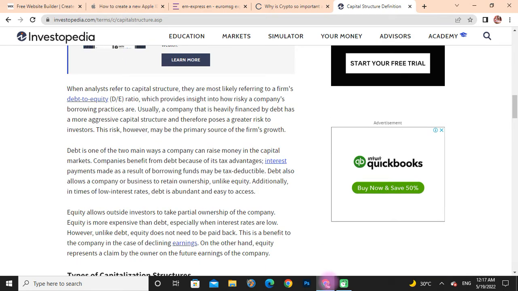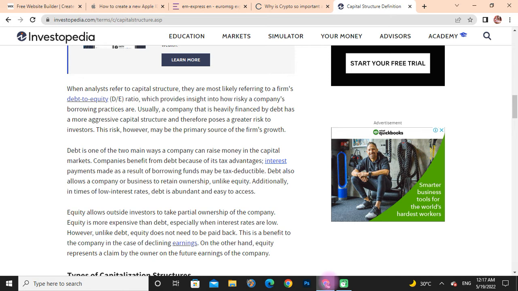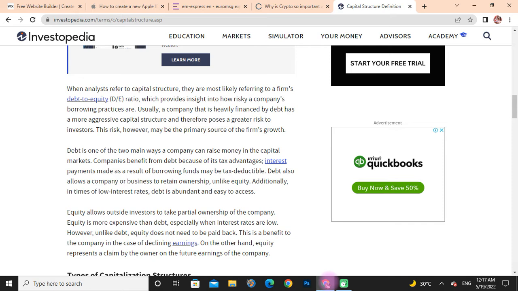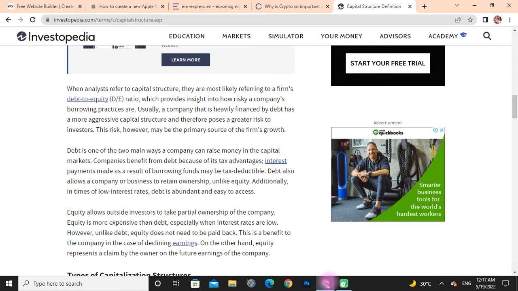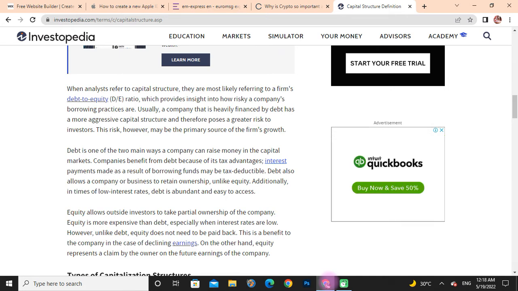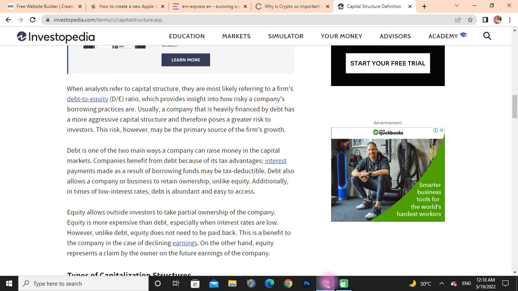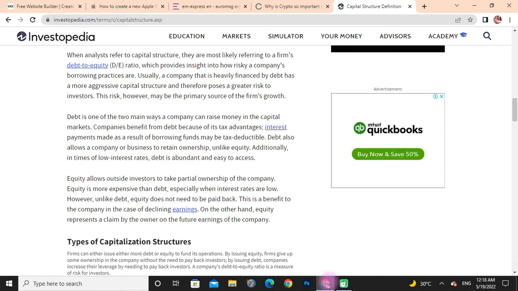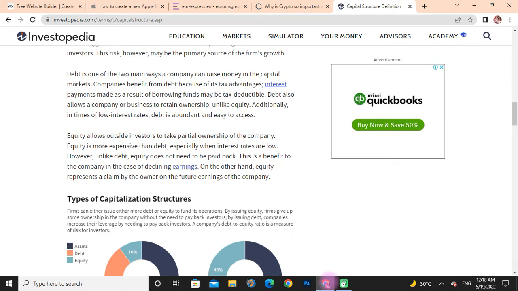Debt is one of the two main ways a company can raise money in the capital market. Companies benefit from debt because of its tax advantages. Interest payments made as a result of borrowing funds may be tax deductible. Debt also allows a company or business to retain ownership, unlike equity. Additionally, in times of low interest rates, debt is easy to access.